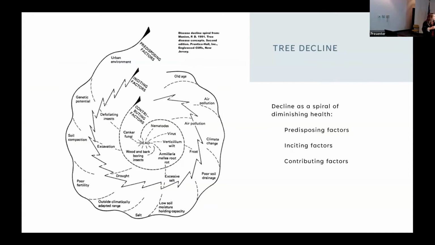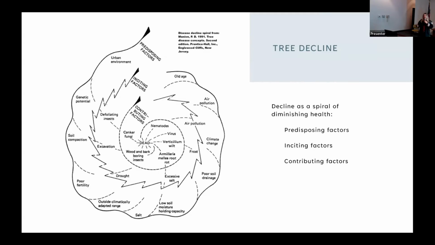So this is the tree decline spiral. It visualizes what can happen to a tree going through decline. And who's heard oak wilt and oak decline used in the same sentence and meaning the same thing? Oak decline and oak wilt are not the same thing. Decline can happen to any tree. You can specify oak decline if it's an oak tree, but that's not a specific disease. Decline is just this general diminishing health in a tree.